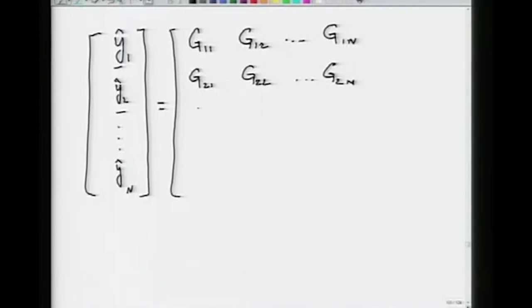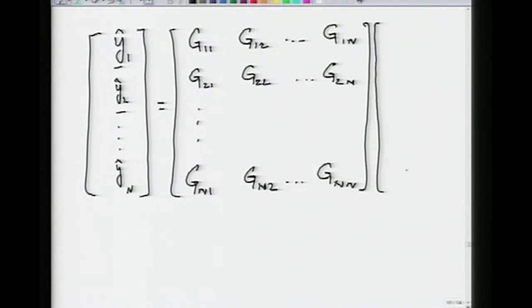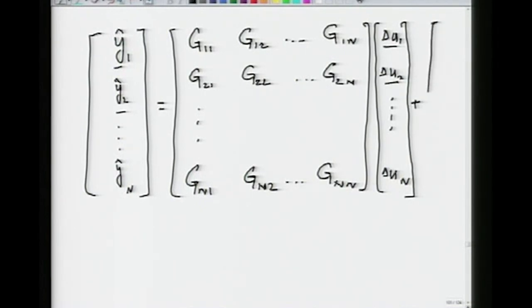Okay, G1, G2, Gn, times delta U1, delta U2, delta U n, plus F1 free response in 2, free response in n.